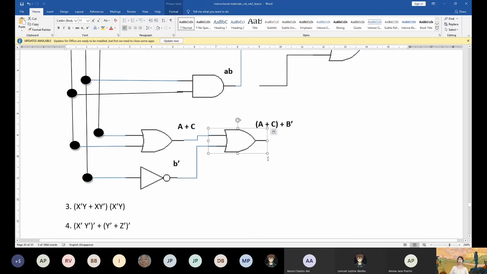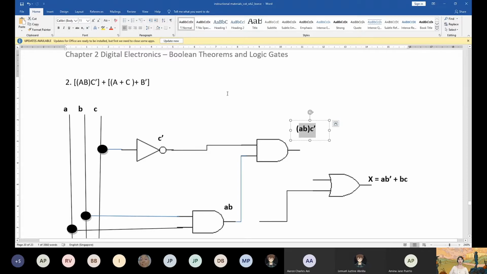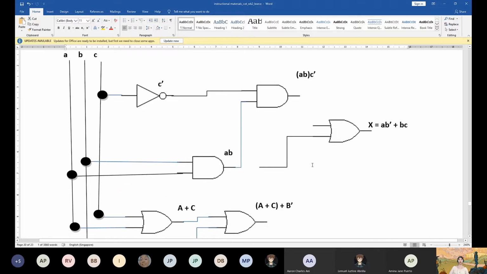So now we have A plus C plus B prime. We already have this term, and what else? ABC prime. To connect these two terms, term 1 and term 2, what do we need? You need a plus. So we need an OR gate.